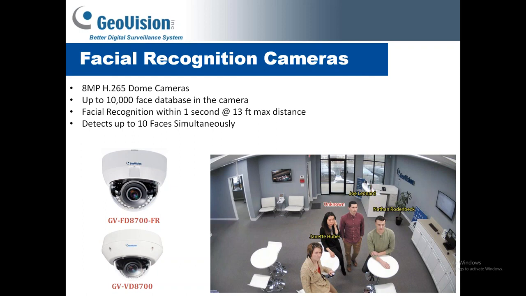This camera is an 8-megapixel. Really, the main differences between them are the FD8700-FR is indoor and non-vandal resistant, and then the VD8700 is outdoor rated and vandal resistant. Both models have up to a 10,000 face database directly in the camera. You can log into the web interface of the camera and upload your images of your person of interest, or again, you can do it through the VMS software like I demonstrated earlier.